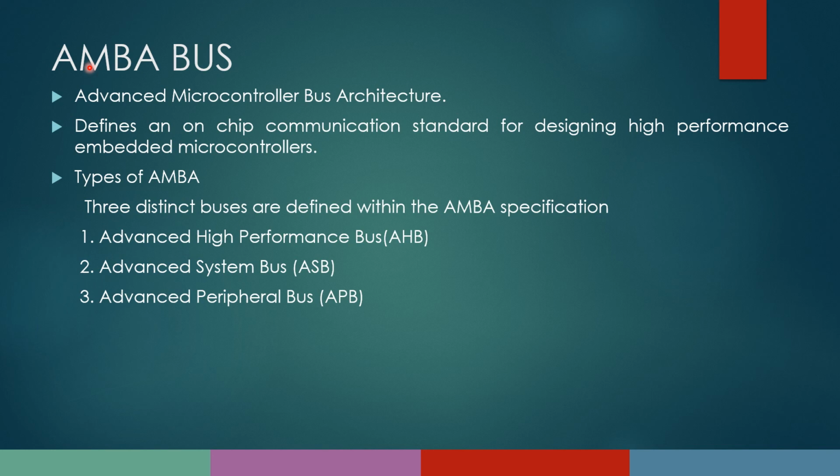So let us see what the AMBA bus is. AMBA stands for Advanced Microcontroller Bus Architecture. It defines an on-chip communication standard for designing high-performance embedded microcontrollers. When we look at the figure of this AMBA bus, you can see that there are three distinct buses defined within this AMBA specification. It can be AHB, that is Advanced High Performance Bus, ASB, Advanced System Bus, or APB, that is Advanced Peripheral Bus.